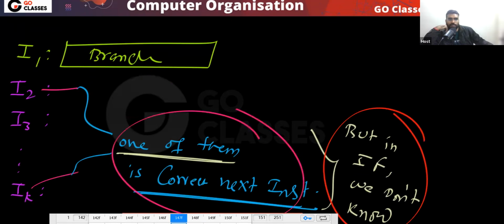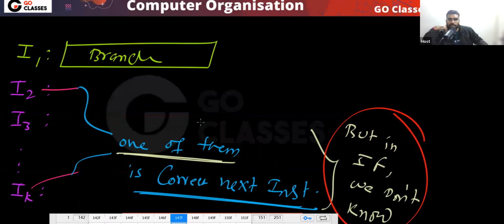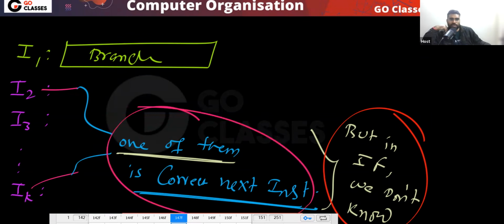One of them is correct, but we don't know which of them is correct. Now you tell me a simple question I am asking. One of them is the correct next instruction, but which is the correct next instruction? I don't know. So should I execute I2 after I1 in the pipeline?